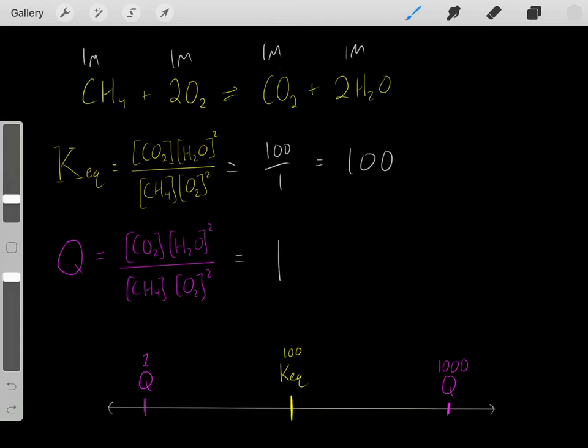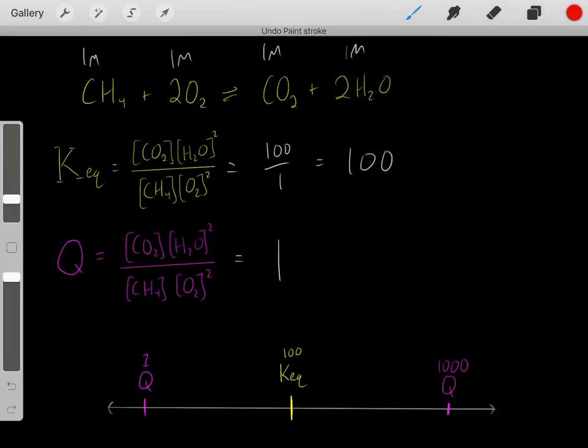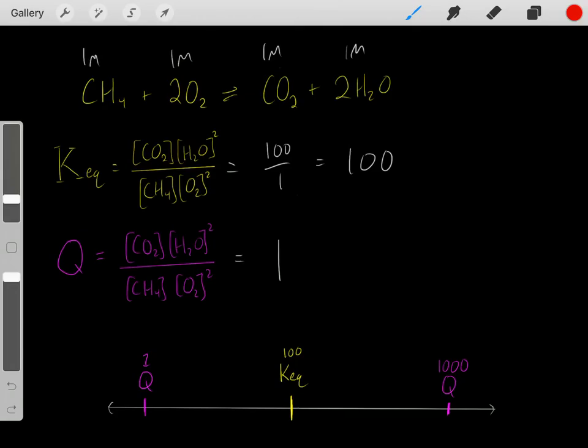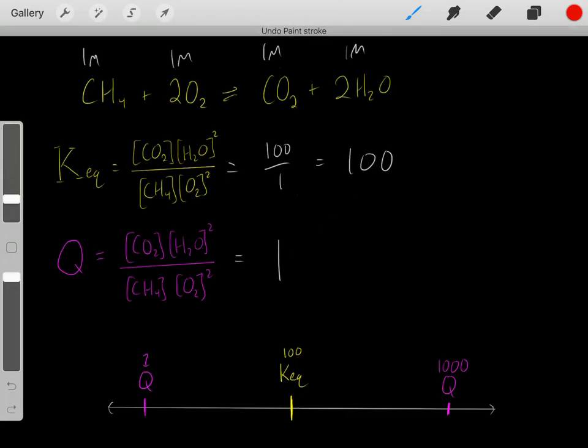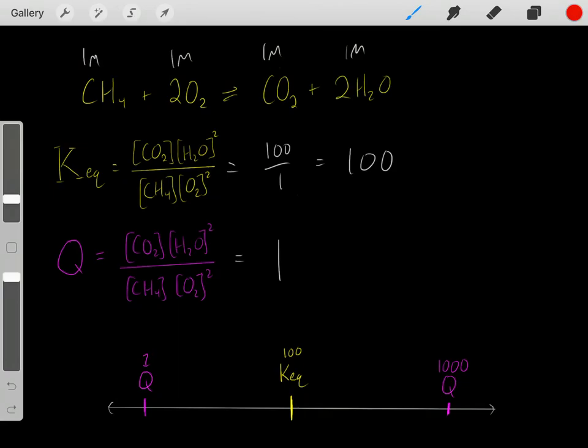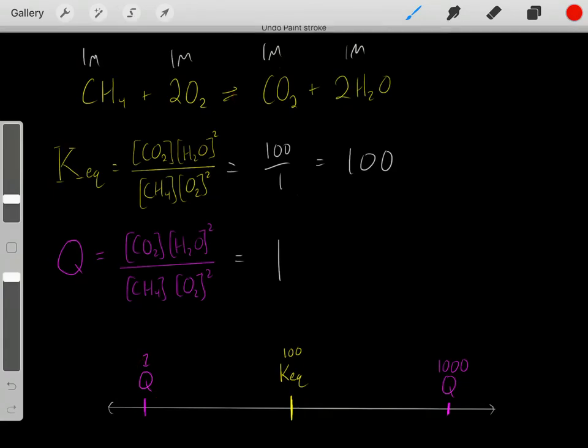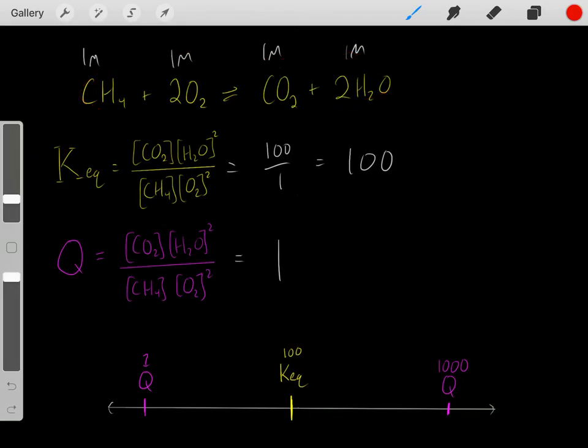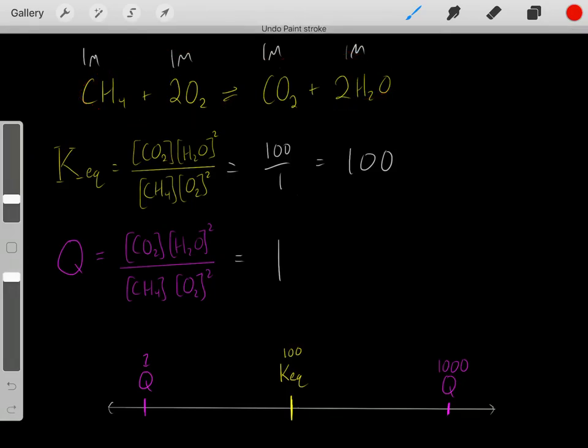So now this is where the magic occurs. Because the reaction quotient is to the left of the Kq, but we know these current concentrations want to reach equilibrium. They're on their way towards reaching equilibrium, and these concentrations are going to change, going towards equilibrium.